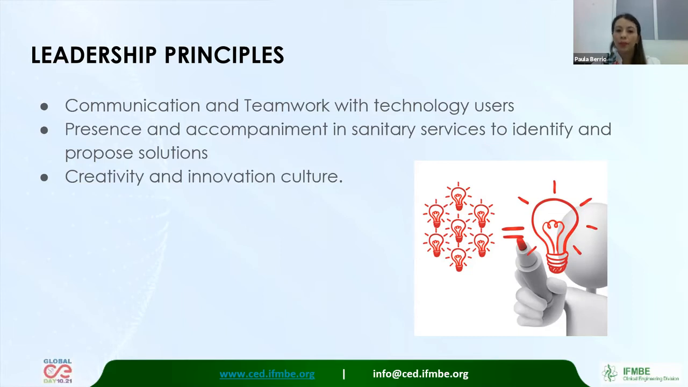Presence and accompaniment in sanitary services to identify and propose solutions is important for us to be hands-on engineers, to participate and be in the services, and from the perspective of engineering propose solutions and new ways to do our work. And then the creativity and innovation culture is very important because it led us to be looking for better ways to do our work.